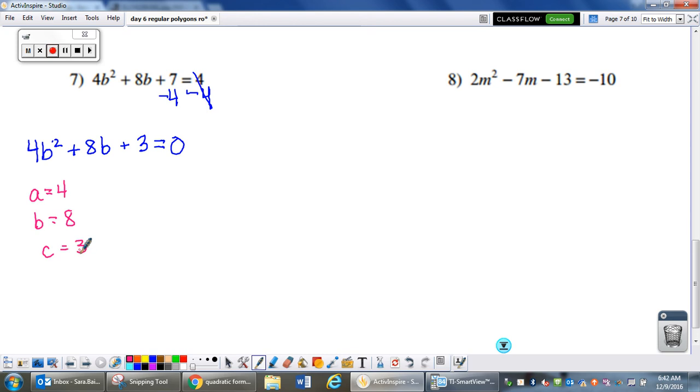All right, now I'm definitely going to want to do one, like number 8. Before you do anything, you got to get it set equal to 0. So add 10, and rewrite: 2m squared minus 7m minus 3 equals 0.